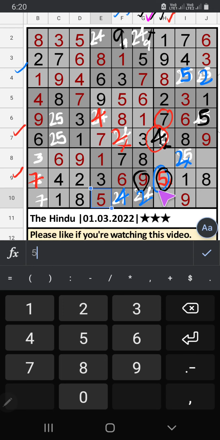Column G, we have 2. So 2 can't come in this cell, 2 is confirmed here. Then 4 is here. 7th row, we have 2, so 2 can't come in this cell, 2 is confirmed here, then 5 is here. Column B, 2 numbers are remaining, 3 and 5. 10th row, we have 3, so 5 can't come in this cell, 5 is confirmed here, then 3 is here.